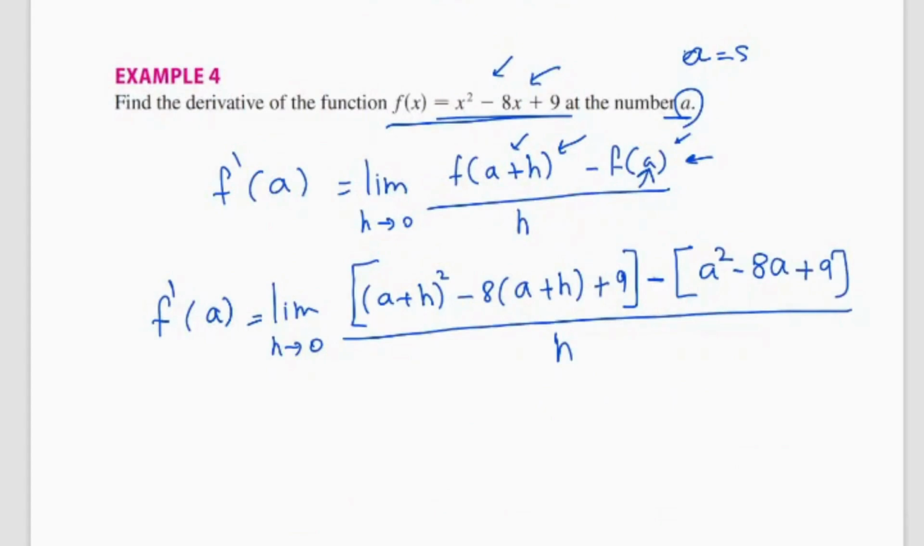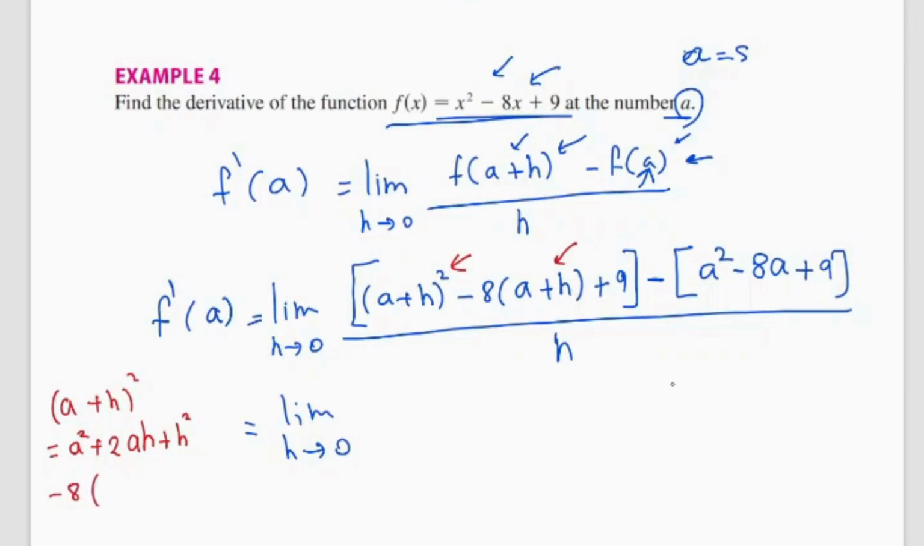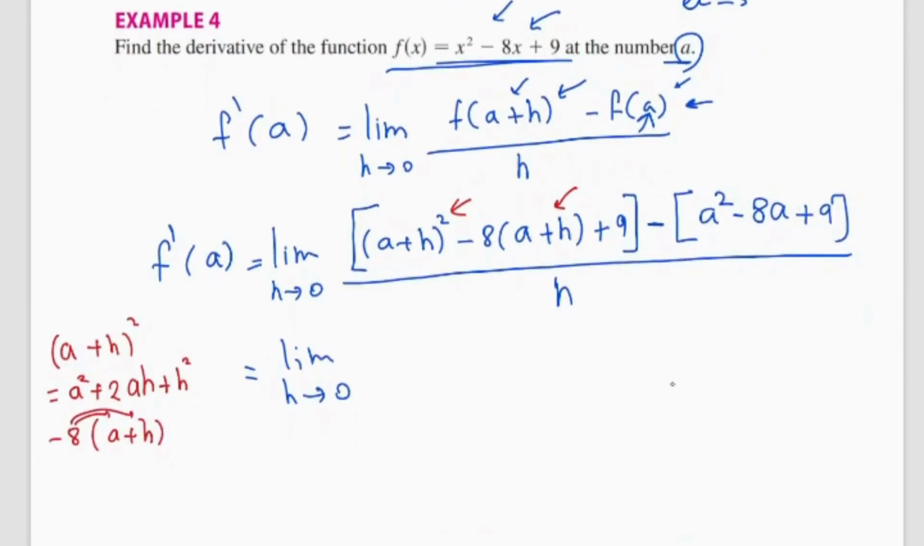Okay, I'm going to go ahead and simplify this expression, limit when h goes to 0. For this, I'm going to use that a plus h squared is equal to what? The first one squared plus 2 times the first one times the second one plus the second one squared. And for this, it will be negative 8 times a plus h. I'll distribute the negative 8, and it will be negative 8a, negative 8h.